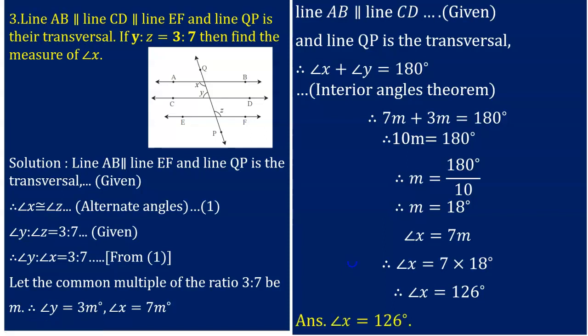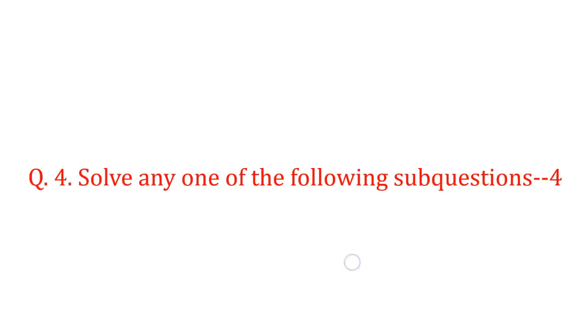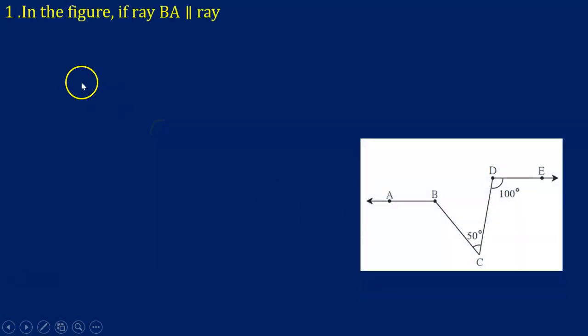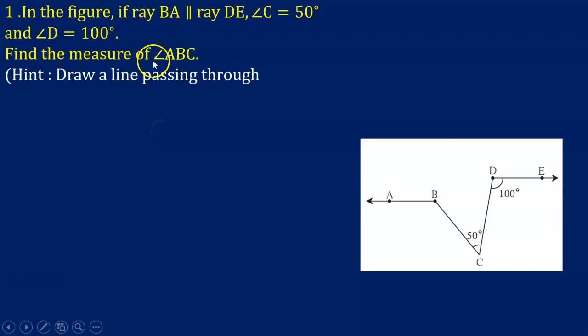This is the answer. Now next question number 4. Solve any one of the following sub questions for the 4 marks. Okay. Now see this here. In the figure, ray BA and ray DE are parallel. Ray BA is parallel to ray DE. Measure of angle C is equal to 50 degrees and measure of angle D is equal to 100 degrees. Find the measure of angle ABC.